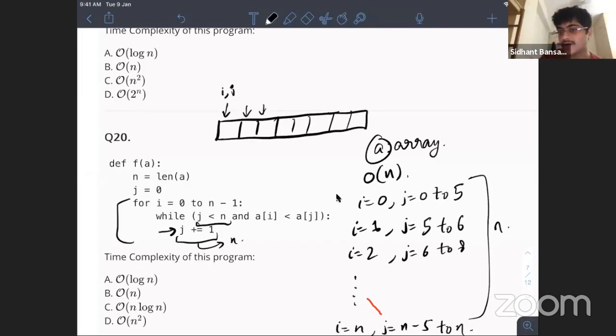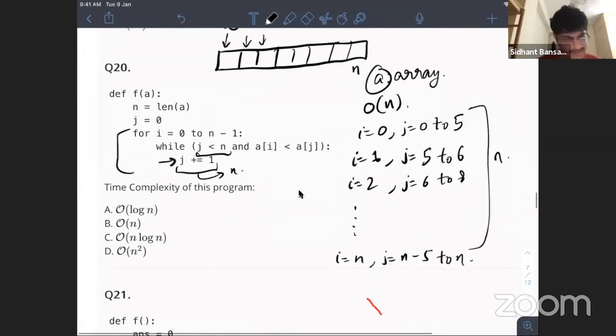Because J never goes back to 0. And more precisely, J never goes left. It can't even get a decrement or 2 decrements or 5 decrements in any step. So J will always go to the right. And how many steps can it take to the right if the array is of size n? It can only take n steps. Similarly, I is also only taking n steps. That's why the entire algorithm is order n.